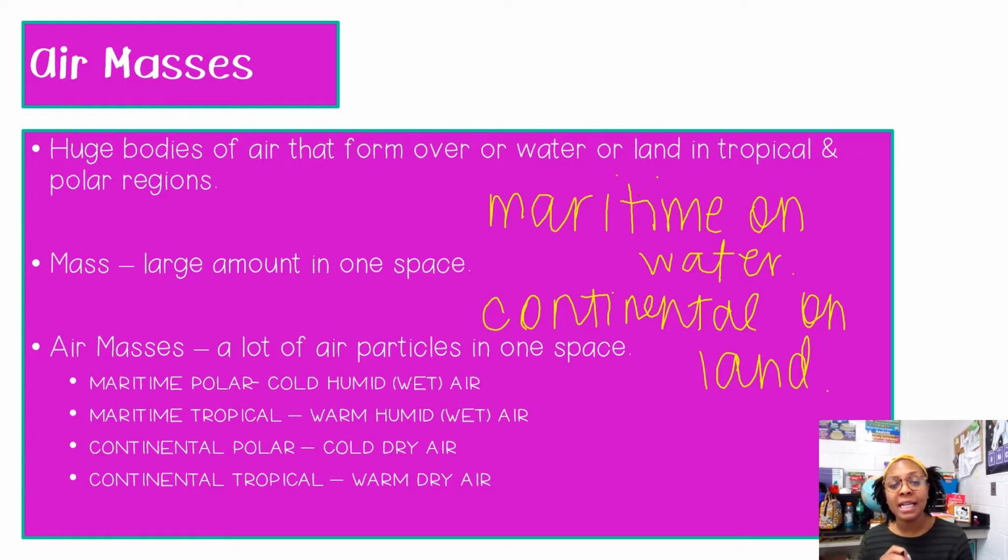Continental tropical is going to be the complete opposite. It's still going to be over land, so it's still going to be dry. It's not going to be wet because it's not in water. It's going to be warm and dry. All right. So maritime polar, cold and wet. Maritime tropical, warm and wet. Continental polar, dry and cold. And continental tropical, warm and dry.